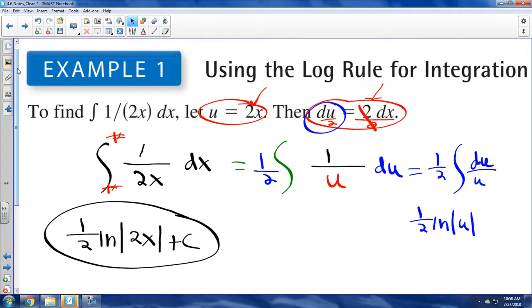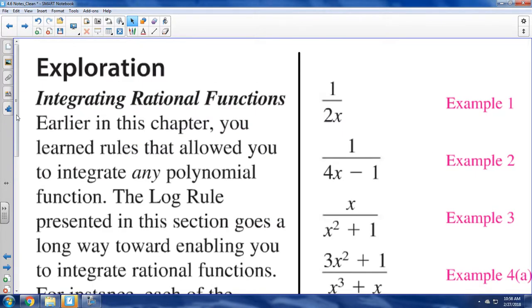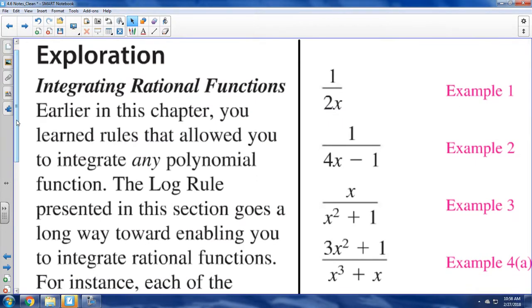Because when you have u to the -1 in an integral, you can't say it's u to the 0 divided by 0. You can't add 1 divided by that. It doesn't work. So it's ln of u.